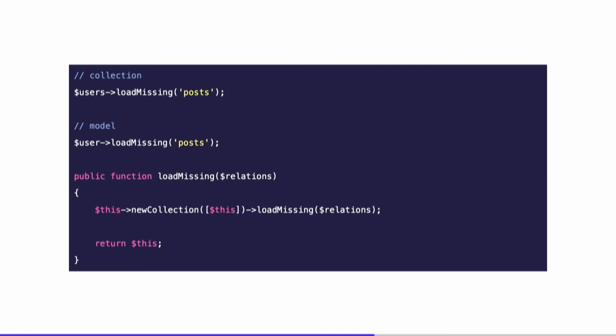So the point being, loadMissing is on both the collection and the model. Below is an example of what the loadMissing method looks like on the model. And I think this is kind of cool. This method is creating a new collection, so this is on the model, calling that newCollection method we saw earlier. And then it's calling loadMissing on the collection.